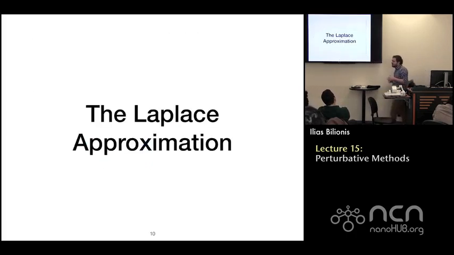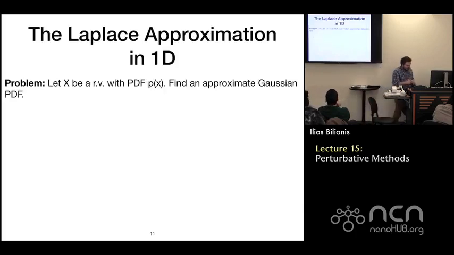Alright, now let's go to the Laplace approximation. And I'll tell you what we want to do. So here's our problem. We have a random variable x that has a PDF, a probability density function p of x. Okay? And our goal is to find a Gaussian approximation to p of x. So we don't really like p of x, it's too complicated, or we don't have it analytically. Let's develop a Gaussian approximation to it.